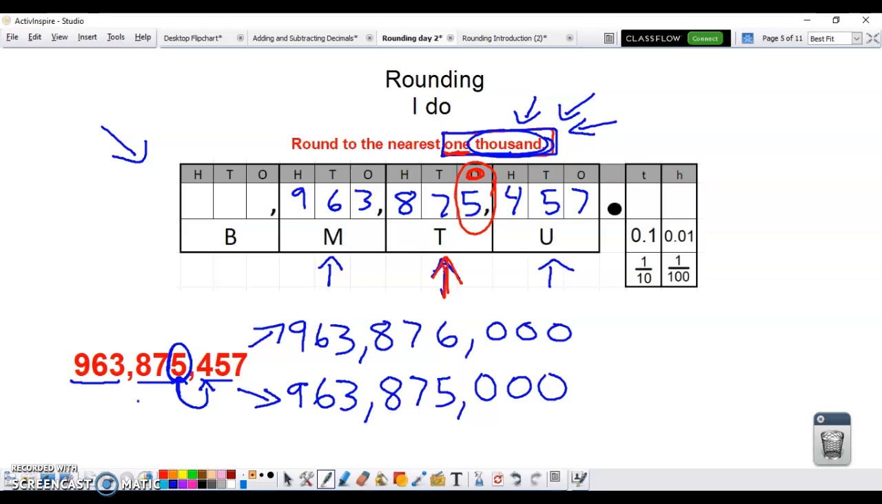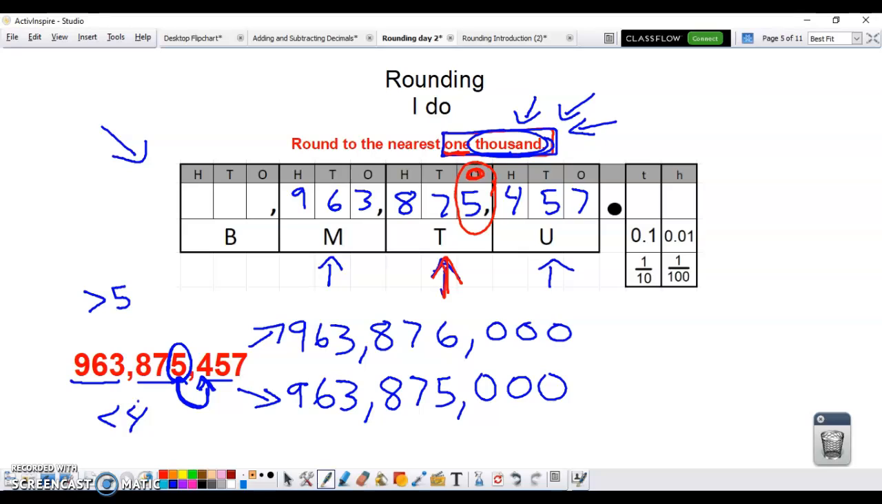Remember the rule? The rule is any number that is greater than 5, meaning bigger than 5, I round up. Any number that is less than 4, smaller than 4 or smaller, I let it stay the same. So I'm looking at my neighbor. My neighbor is a 4, right?